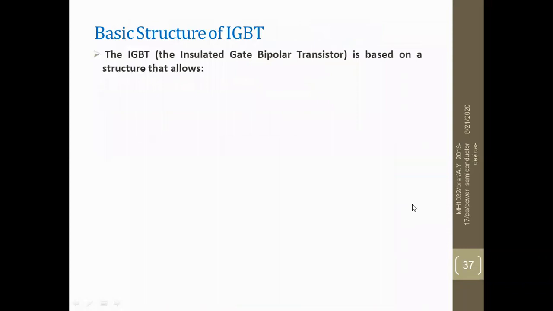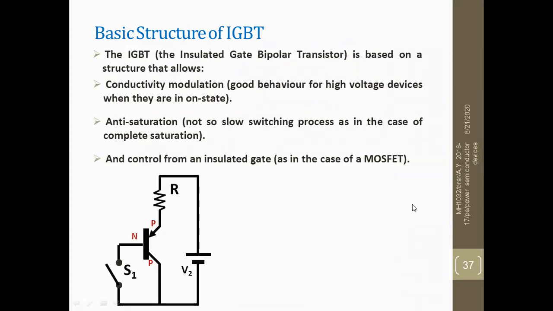Here, what about the structure? If you consider this, this is the insulated gate bipolar transistor structure, having an anti-saturation. Every transistor has a saturation region. In the anti-saturation, there is not such a slow switching process as in the case of complete saturation. That is nothing but anti-saturation. And conductivity modulation, that is a good behavior for high voltage devices when they are in on state.